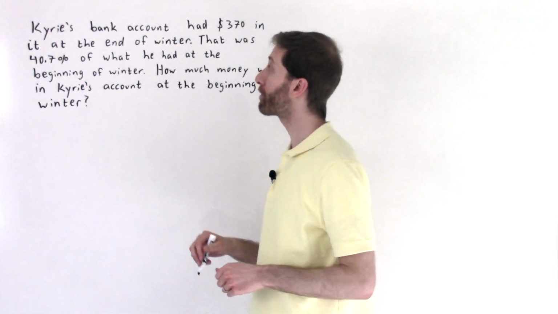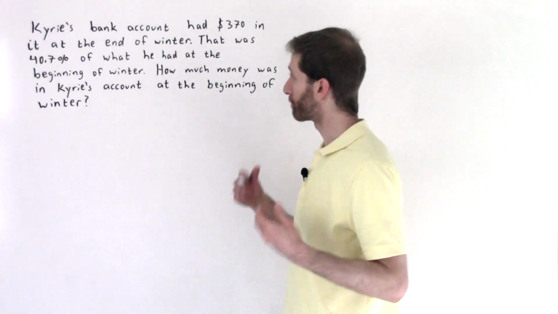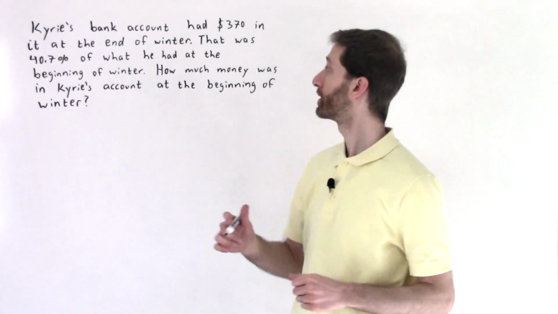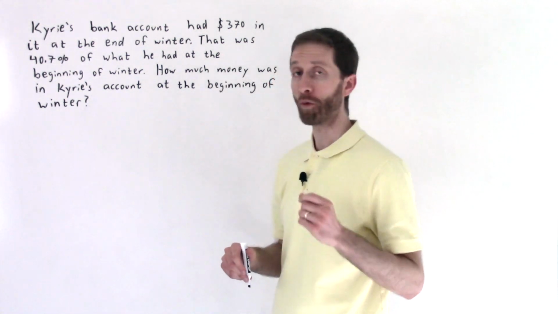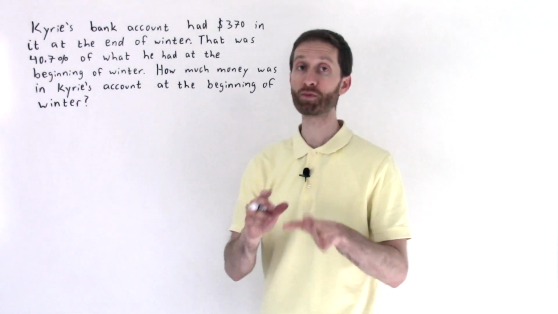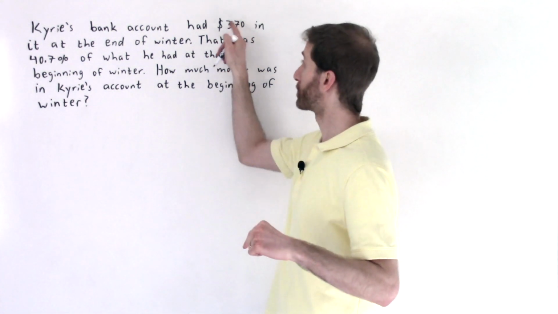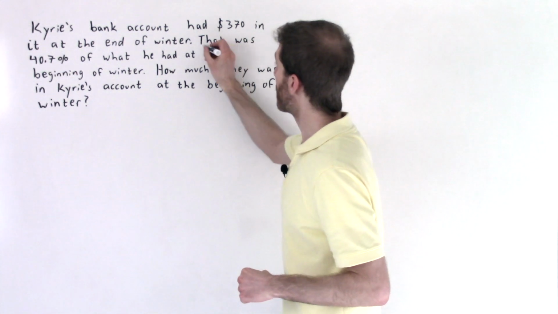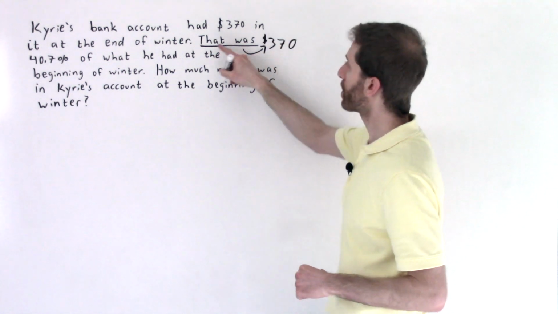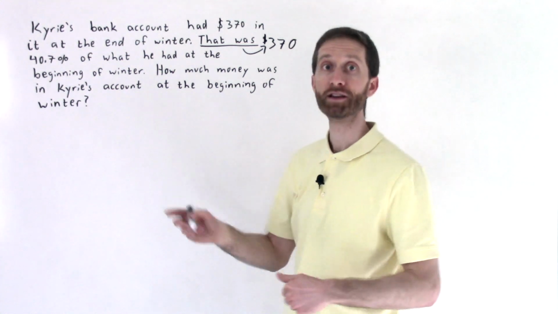So we are given that Kyrie's bank account had $370 in it at the end of winter. Okay, so I don't know what that amount is or how it's important, so I haven't translated that yet. It then says that was 40.7% of what he had at the beginning of winter. And this is where I pause because I can now translate, because this "that was" refers to the $370. So literally I read this and I think $370 is 40.7% of some amount.